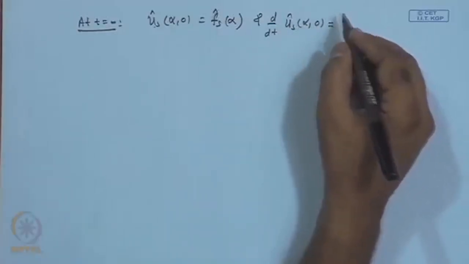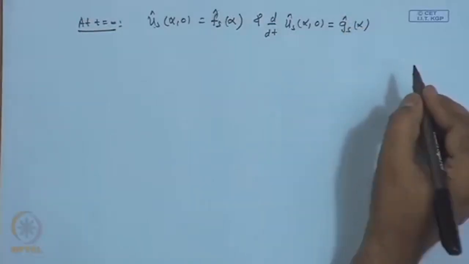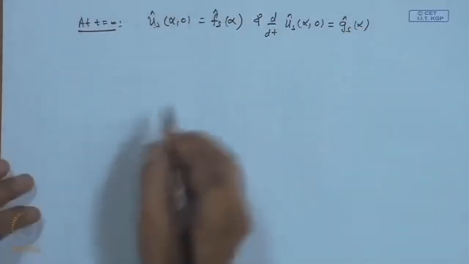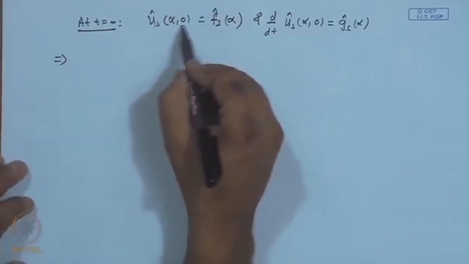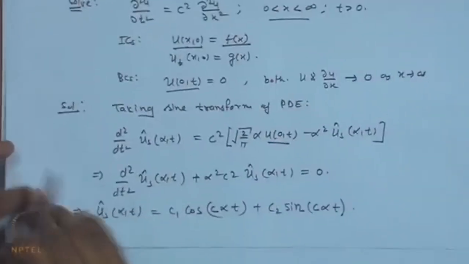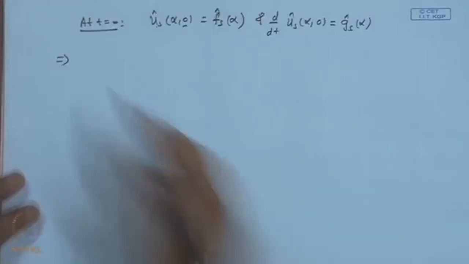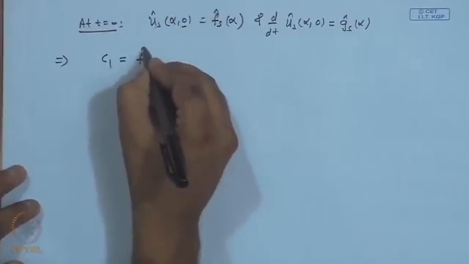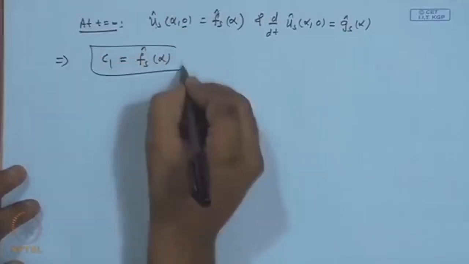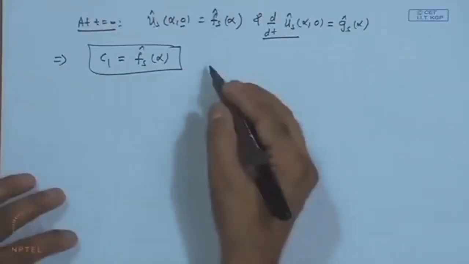is g_s hat(alpha). So, from the first initial condition, when we put t equal to 0 in this, the sine term is 0 and cos is 1. So, we have c 1, and this implies c 1 is this given f_s hat(alpha). For the second one we need to get the derivative of this first, and then we will put t equal to 0.